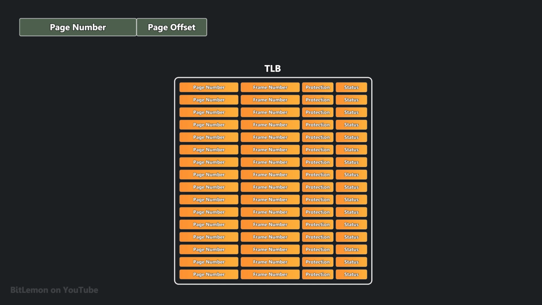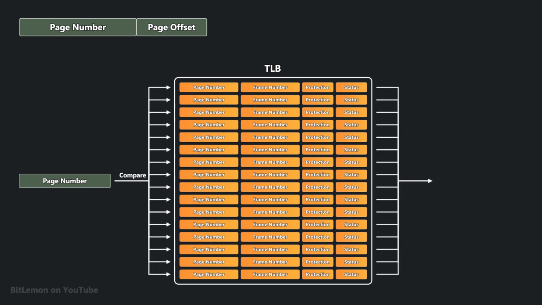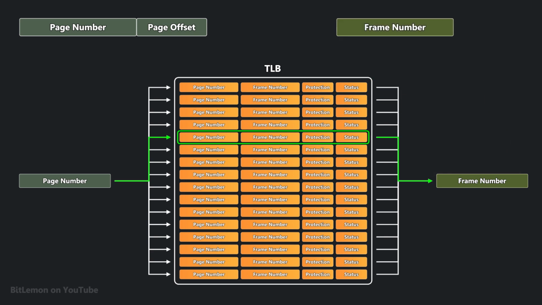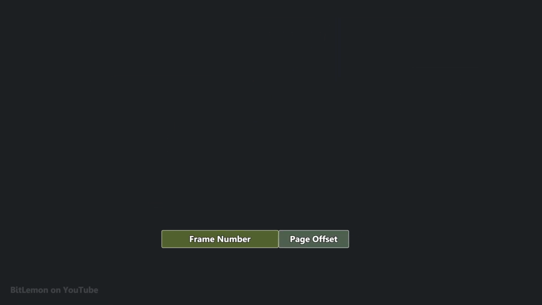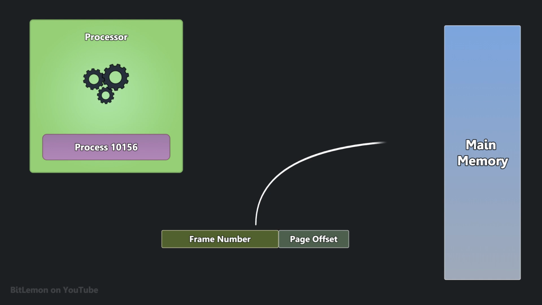To translate a virtual address to a physical address, the MMU extracts the virtual page number from the address generated by the processor and uses it to find the corresponding physical frame number in the TLB. If the virtual page number is found in the TLB and is marked as valid, known as a TLB hit, the MMU replaces the virtual page number with the corresponding physical frame number while keeping the offset unchanged. This translated physical address is then used to access main memory and retrieve the requested data.